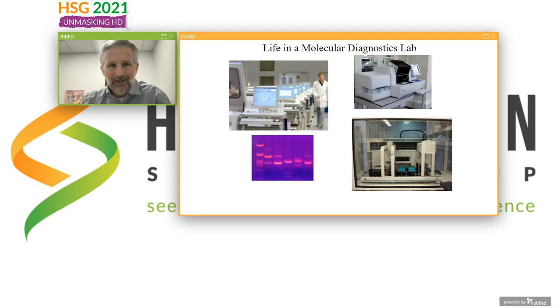Okay, so now we're going to transition to life in a molecular lab. And I put all these glorious pictures of instruments and fancy, clean, white laboratories. The reality, if there's any people hanging out here who work in a laboratory, laboratories never look quite this good. But what are we doing in a molecular diagnostics laboratory? And I'm going to do a lot of shortcuts because this is a really brief talk today, just to get to my what's new part of the talk.